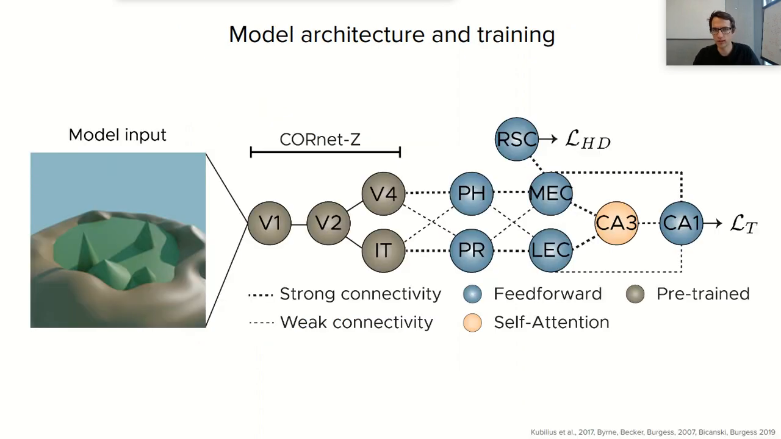We next constructed a model inspired by biological connectivity to simulate the neural hierarchy from the visual cortex to the hippocampal formation. We used a pre-trained CORnet model to emulate visual cortex with connections to higher-level cortical areas, such as the parahippocampus, perirhinal, medial entorhinal, and lateral entorhinal cortex. This model was trained using a triplet loss connected to hippocampal area CA1.